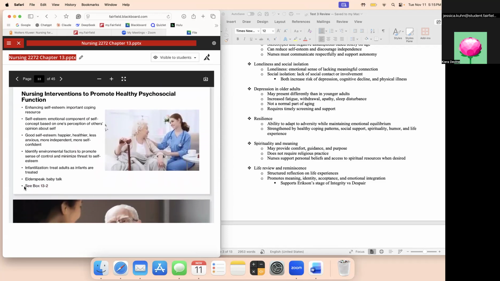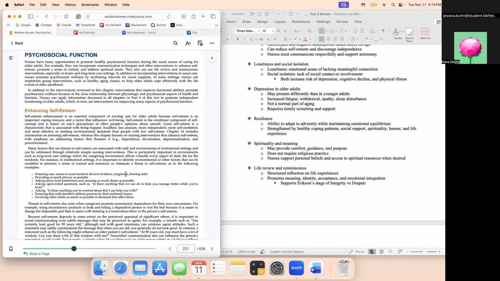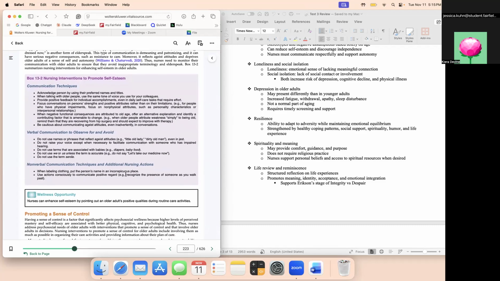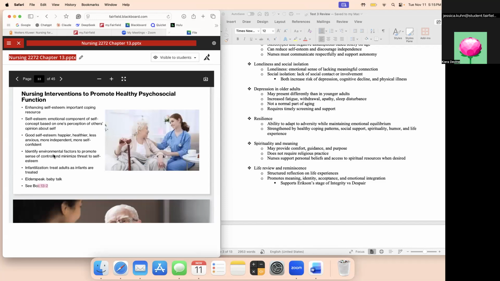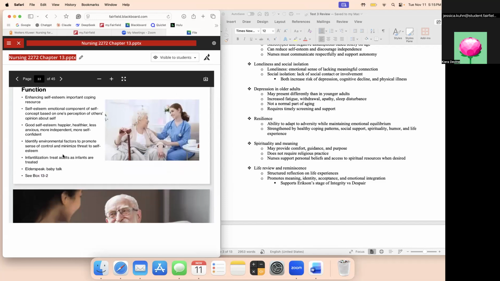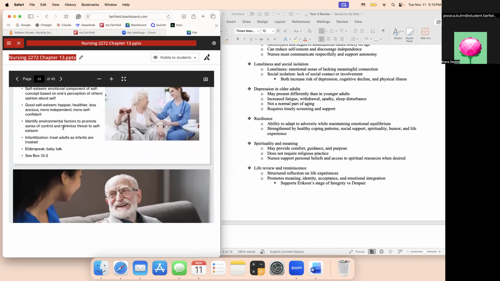There's another box to reference. This is 13.2, interventions to promote self-esteem. She mentions here that good self-esteem is the emotional component of self-concept. It's just how you view yourself. Good self-esteem leads to happier, healthier individuals. They're less anxious, more independent, and more confident. Identify the factors that promote that and minimize the threats to it.